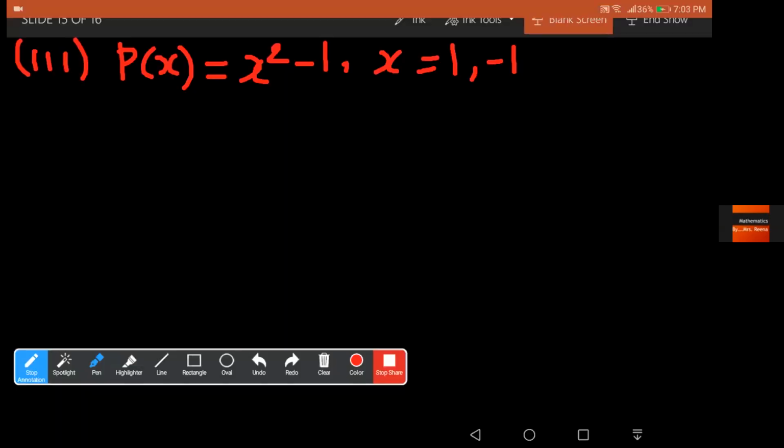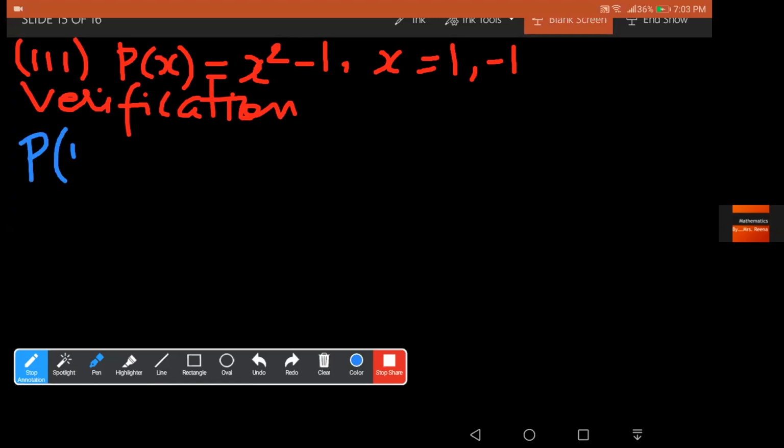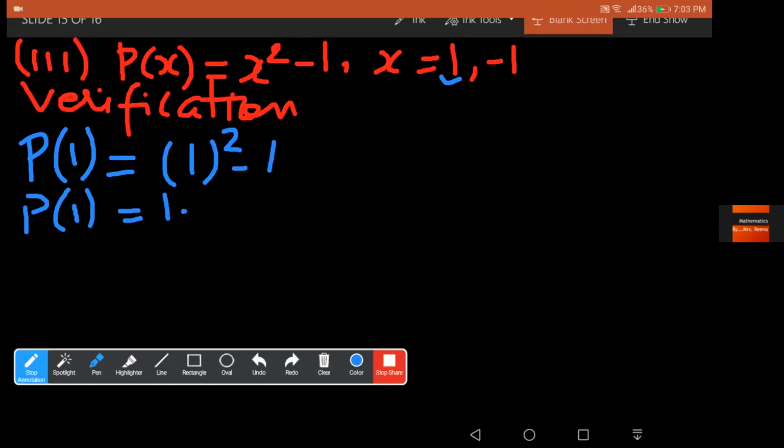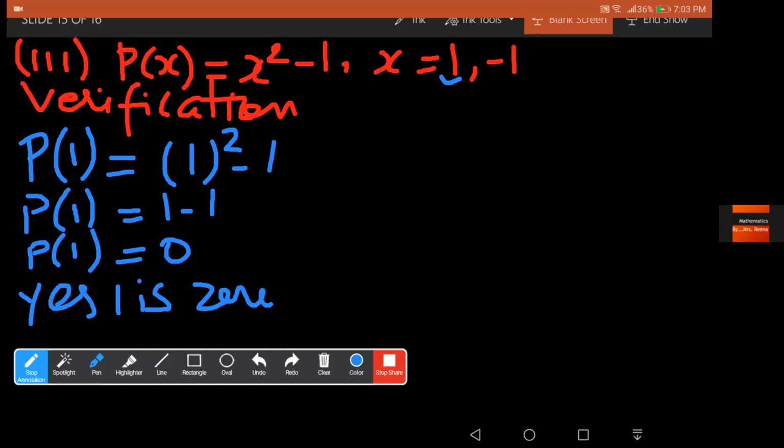This is the third part. तो यहाँ पे दो वैल्यूज दी हैं x की. सो फॉर वेरिफिकेशन लेट अस टेक फर्स्ट वैल्यू फर्स्ट. So for verification, instead of x, we will take this 1. So we can write it as 1 square minus 1. So P of 1 would be 1 minus 1 and P of 1 would be 0. So we can say that yes, 1 is a zero of px.